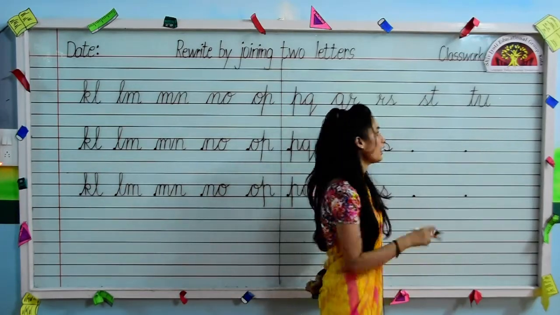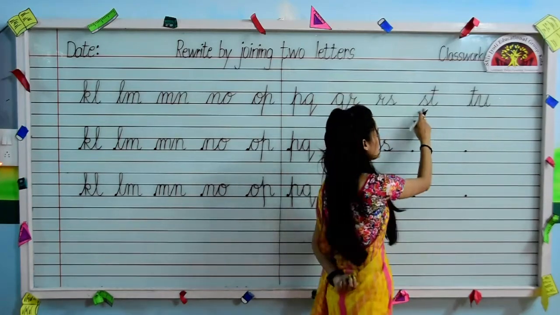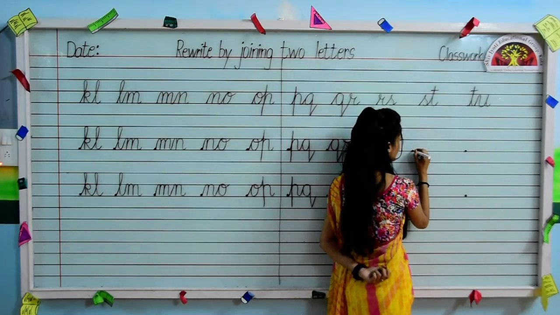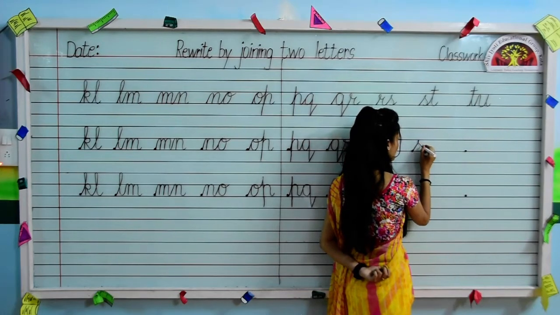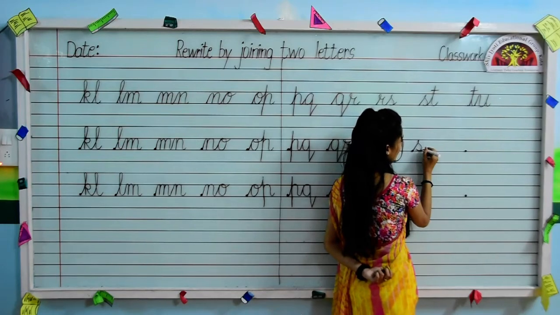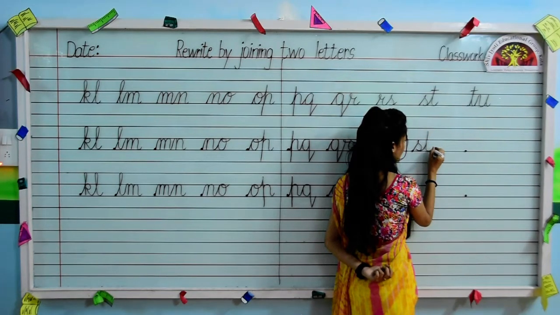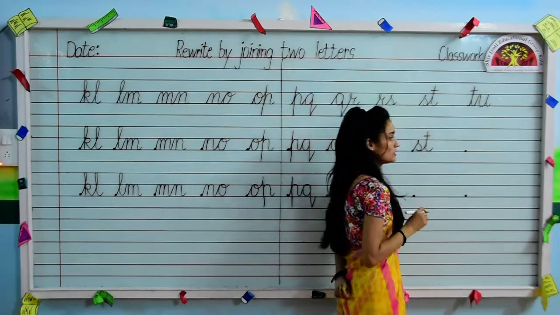Your next letters are S, T. We have to write letters S, T together. Now put your pencil on the dot. Firstly we will write small cursive letter S, slanting line, make a loop, then a curve and out like this. Now from the end point of letter S, we will make letter T. Go up, do not touch the first line, come down, touch the third line, make a curve like this and a sleeping line like this.